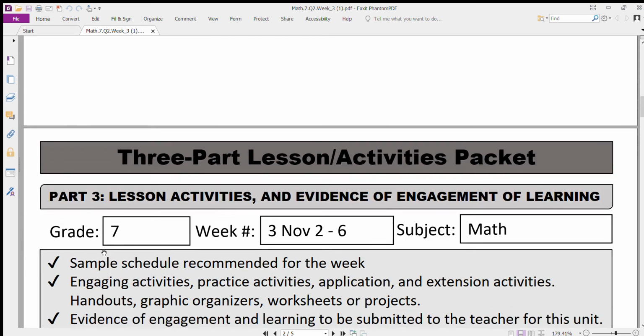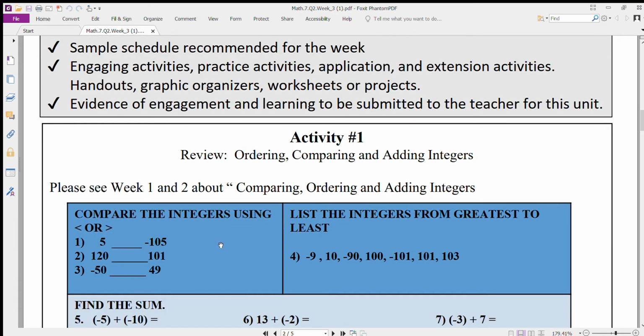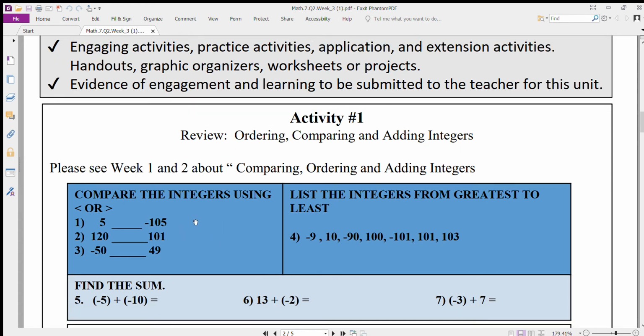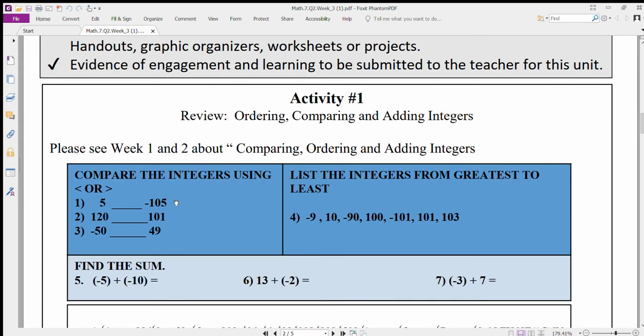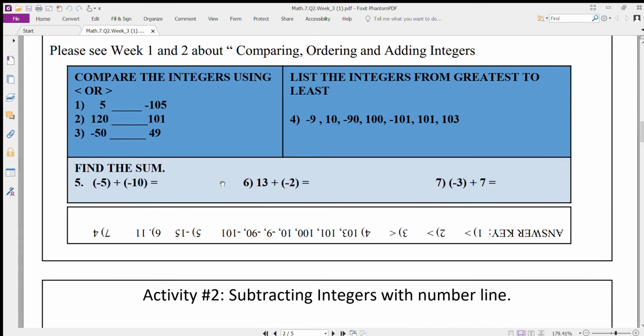So let's start with activity 1, which is just going to be a review from week 1 and week 2. So try it on yourself, and the answer should be right here at the very bottom, so you can flip your papers or you can flip your computer screen. Anyway, try this on your own and see how well you're doing for week 1 and week 2.